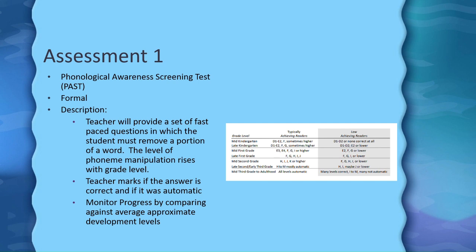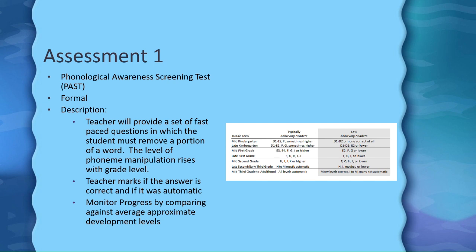So our first assessment is the phonological awareness screening test, the PAST. This is a formal assessment. Within this one, the teacher provides a set of fast-paced questions, and the student has to remove a portion of the word. So it's a lot of phoneme manipulation that's involved with this. And as they go up, the manipulation gets more and more complicated. So we could start with maybe deleting the first letter of the word cat and just having "at," and then moving on to blending it, so saying the word "scat."